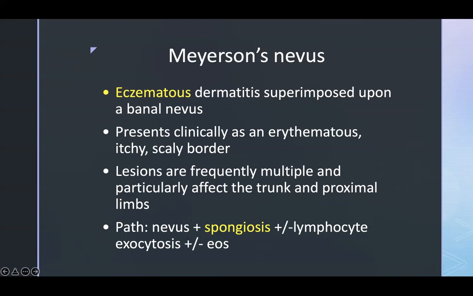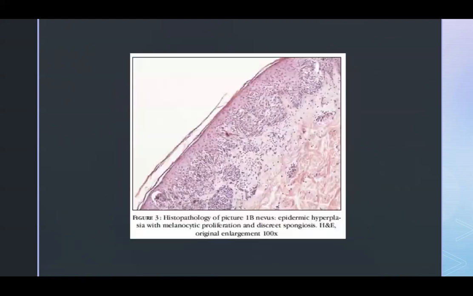And on pathology, what you normally see are just regular features of a nevus, but you have overlying spongiosis of the epidermis, and you have plus or minus a lymphocyte population with some exocytosis and maybe some eosinophils as well. Here's the histopathology showing a nevus embedded here with this kind of spongiotic epidermis overlying it.